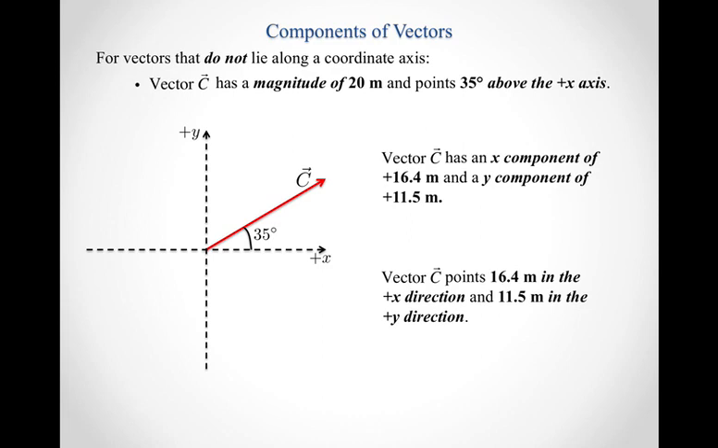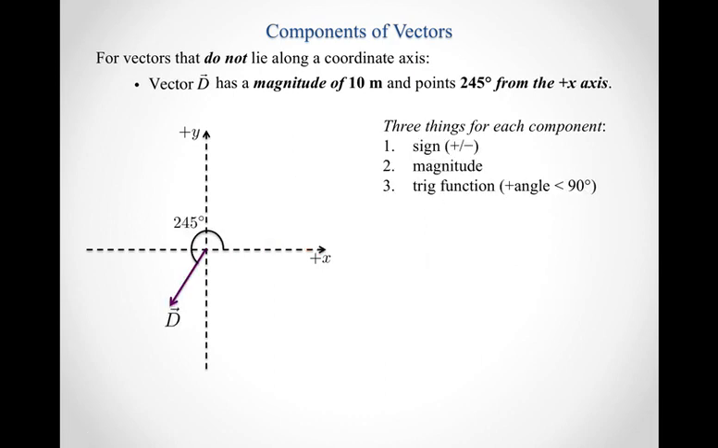So this means that vector c has an x component of 16.4 meters and a y component of positive 11.5 meters, which is another way of saying vector c points 16.4 meters in the positive x direction and 11.5 meters in the positive y. Another way of telling you what vector c is by telling you how much you need to go in the x direction, then how much you need to go in the y direction. I've clearly communicated to you what vector c is.